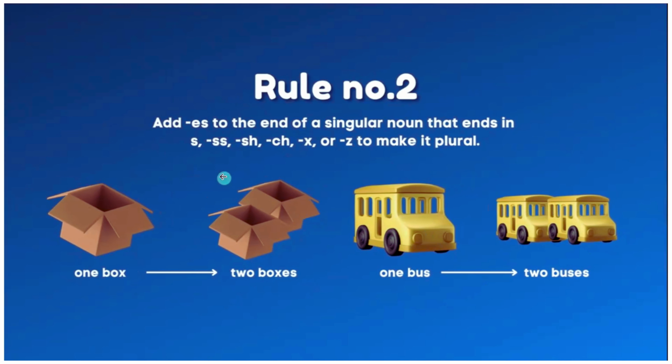If the noun ends in letters like s, sh, ch, x, or z, we have to add es to the end of the singular noun to make it plural. Like one box, two boxes. As it ends with x, we are adding es as the suffix. One bus, two buses.